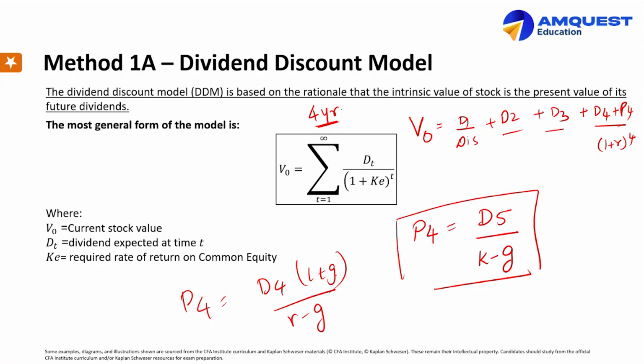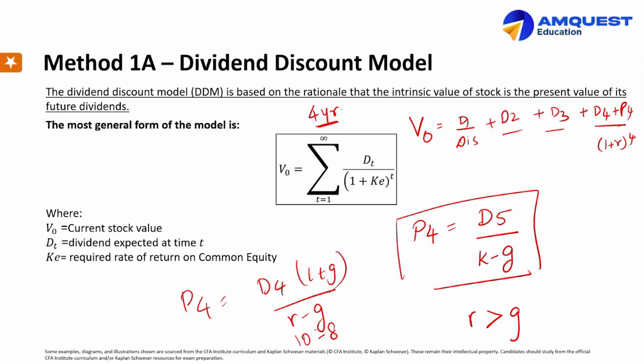D5 is what? D5 is D4 multiplied by 1 plus G, divided by R minus G, where R is the cost of equity and G is the growth rate. In order to use this formula, your R has to be greater than G. So let's say this is 10% and this is 8%.